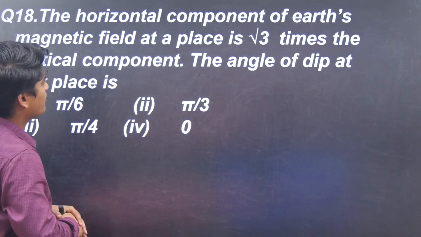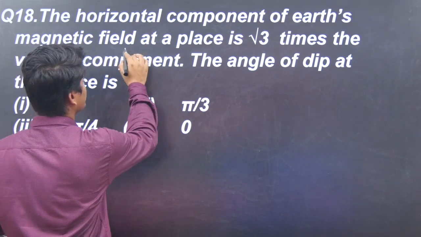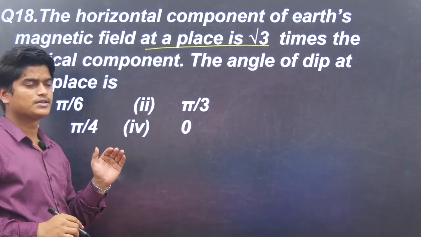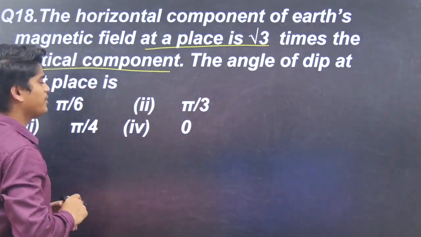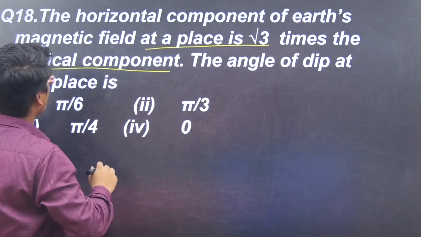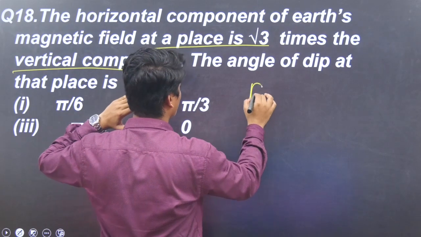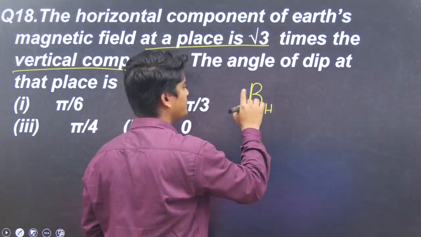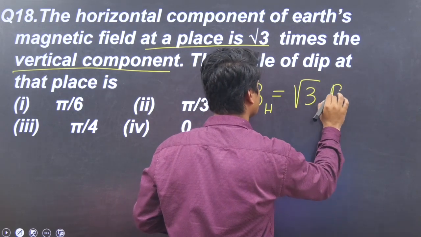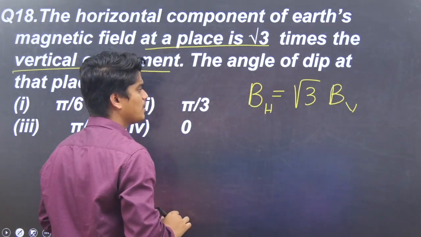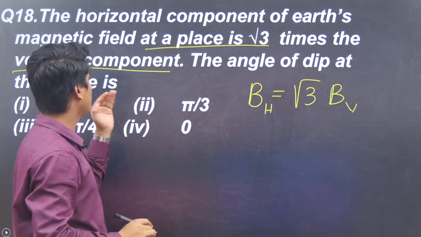Now the horizontal component of Earth's magnetic field at a place is √3 times the vertical component. Now the angle of dip at that place is how much? Now remember what is given? The horizontal component of the magnetic field is √3 times the vertical component. Now here they are asking, what is the angle of dip?